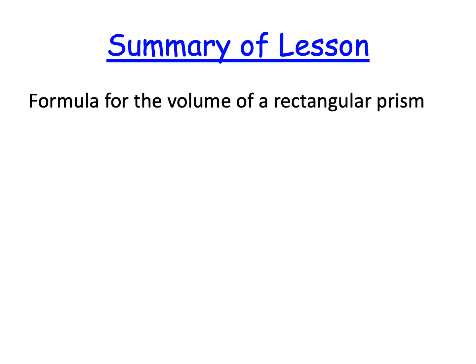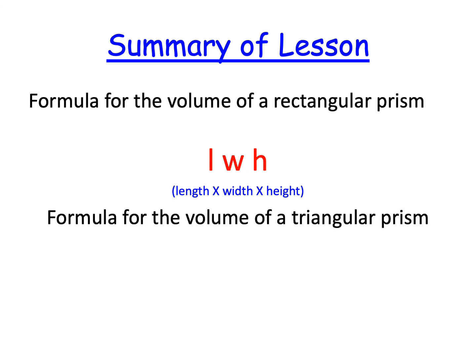The summary of today's lesson: we found the formula for the volume of a rectangular prism is length times width times height. And the formula for the volume of a triangular prism is length times width times height divided by 2.